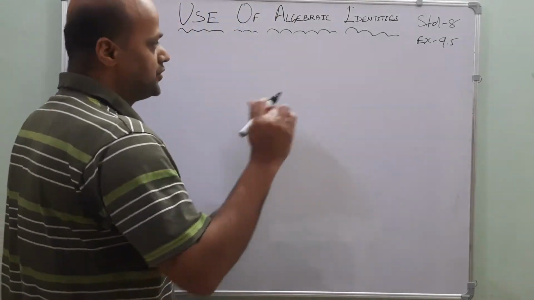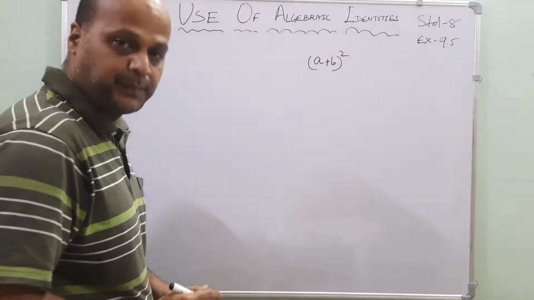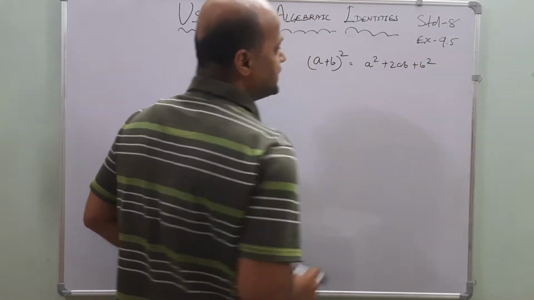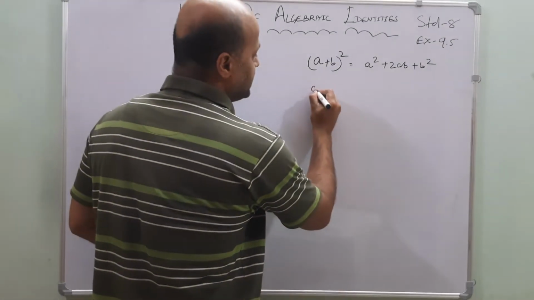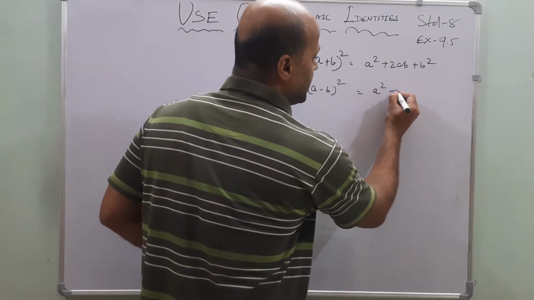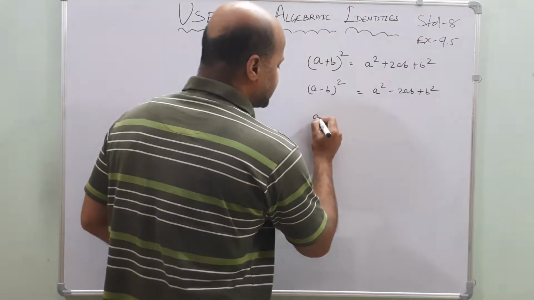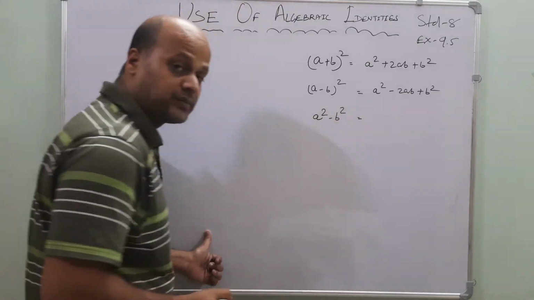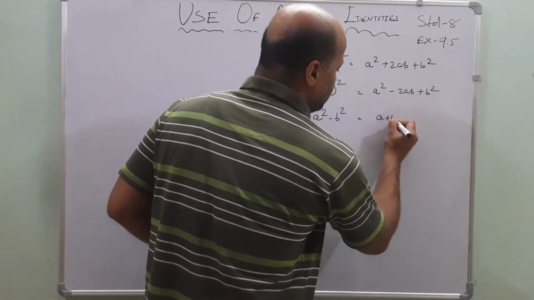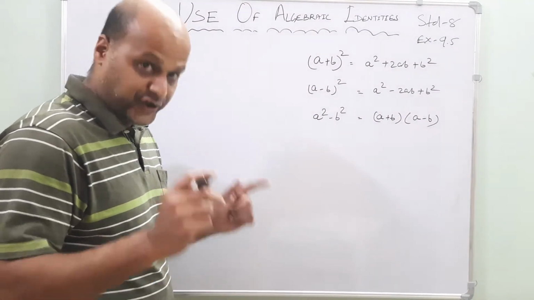So the various identities we are studying: the first is a plus b whole square is equal to a square plus 2ab plus b square. This is the first one. The second one is a minus b whole square, which is a square minus 2ab plus b square. Then the third one is a square minus b square. What is a square minus b square? Who will tell me? Yes, very good Archer. It is a plus b into a minus b. Understood? And the last but not the least, which one?